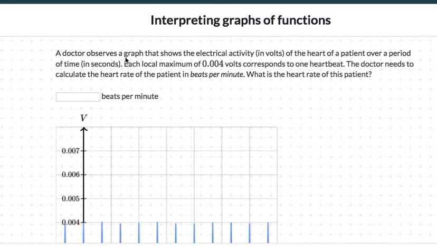A doctor observes a graph that shows the electrical activity in volts of a heart of a patient over a period of time in seconds. Each local maximum of 0.004 volts corresponds to 1 heartbeat. The doctor needs to calculate the heart rate of the patient in beats per minute. What is the heart rate of the patient?